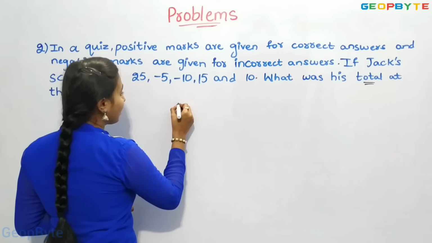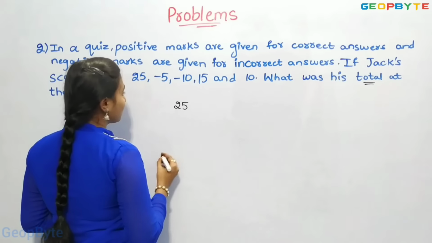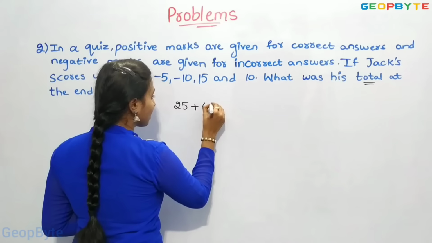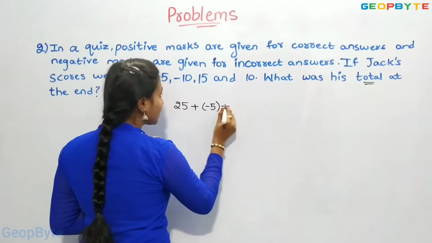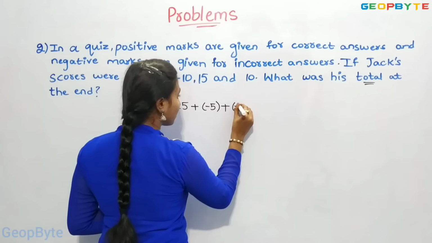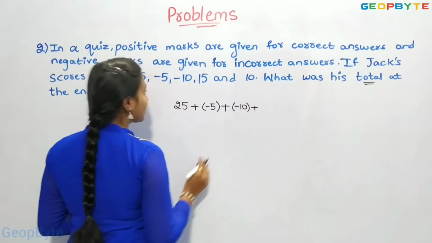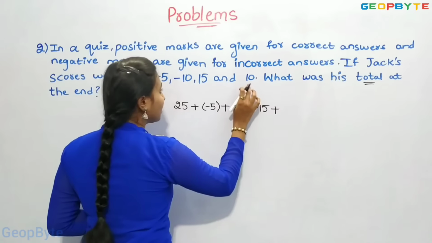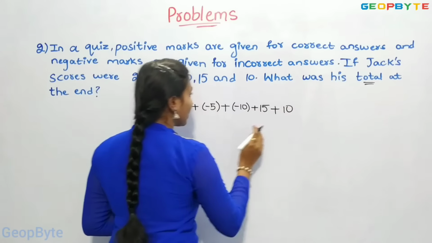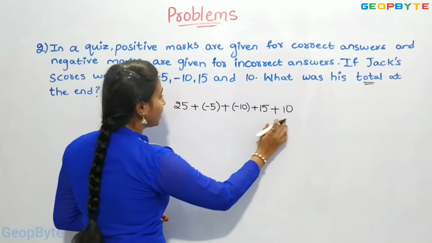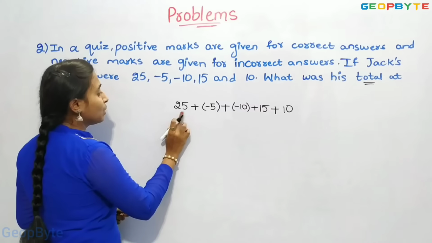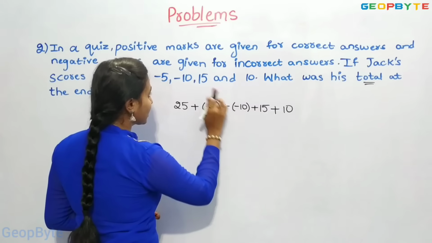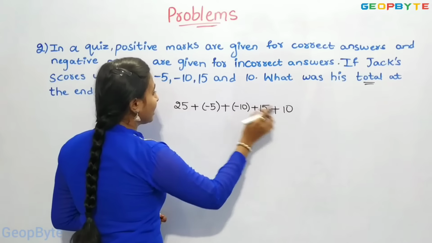That is, we have 25 plus minus 5 plus minus 10 plus 15 plus 10. Yes, we have added all the scores. That is 25 plus minus 5 plus minus 10 plus 15 plus 10.